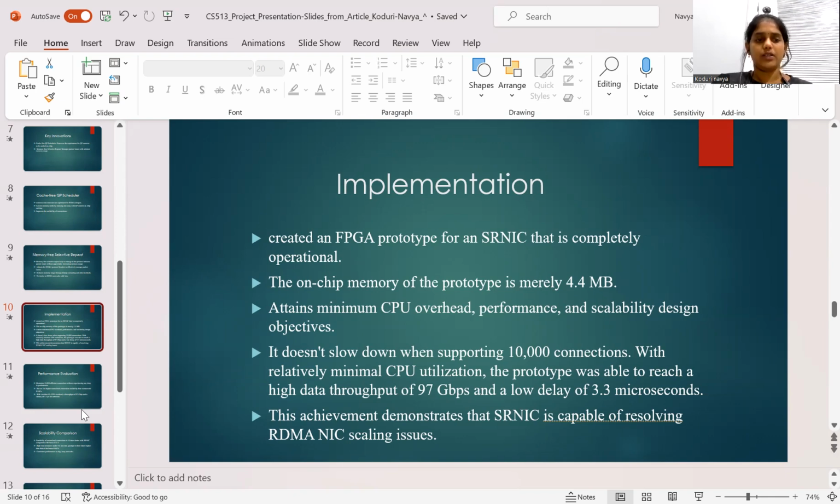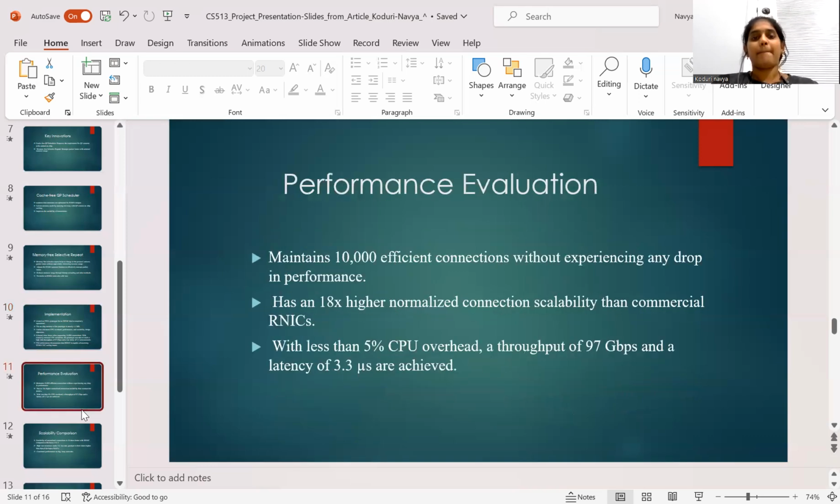Going to the next slide, let us discuss the performance evaluation of the provided paper. It maintains over 10,000 efficient connections without experiencing any drop in performance. It can hold a large number of connections without a drop in performance, and it also has 18 times higher normalized connection stability than the commercial RNICs.